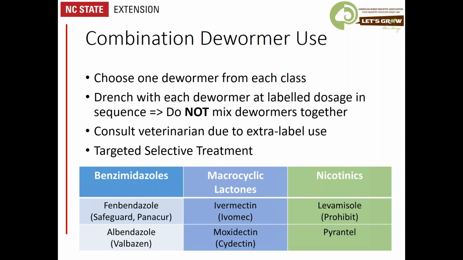And again, we need to use this in a targeted selective treatment manner. We don't just want to treat everybody. We only want to treat those animals that need it. But when an animal does need it, this combination use can be a much more effective treatment method. We might have 2 dewormers that individually might only be 80% effective, but we put them together and maybe we get 95 or 90% efficacy. And so think about using these dewormers in combination rather than just using one dewormer or another.